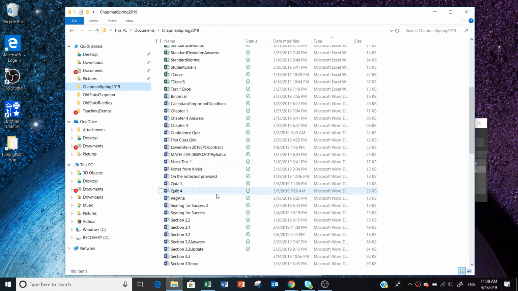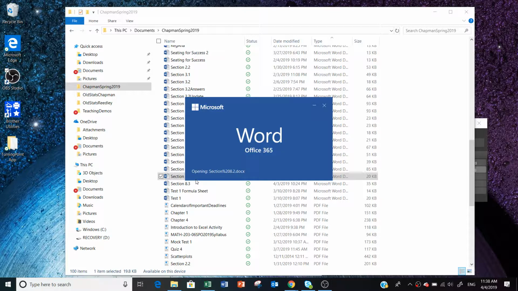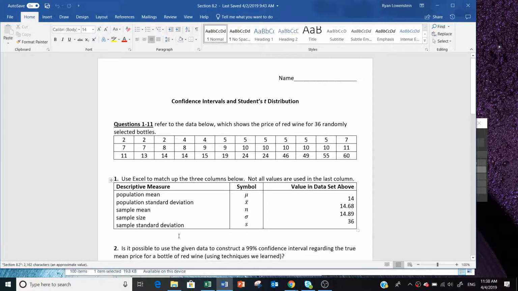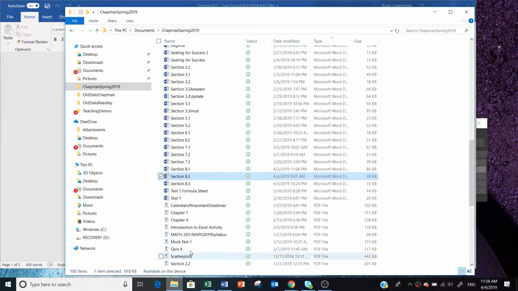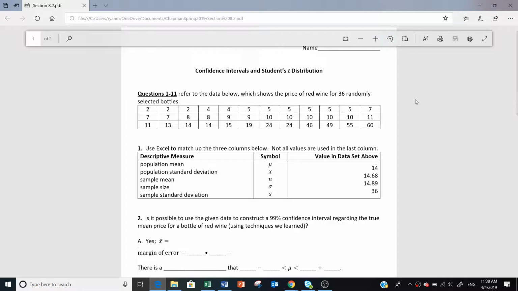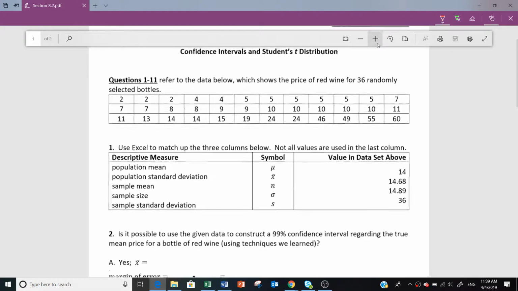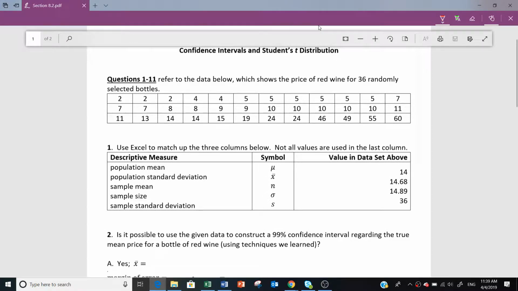The last time we talked about real-life data and how to make confidence intervals with real-life data. We had these prices for bottles of wine, and then we did stdev.s to get the standard deviation, and then also average to find the mean. And we found that the sample mean was 14, and the sample standard deviation was 14.89, and then n was 36.